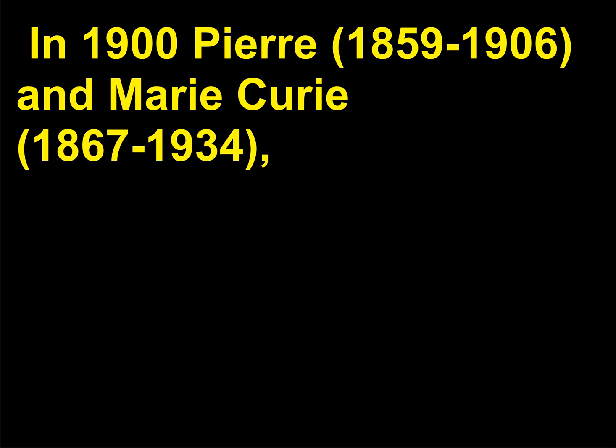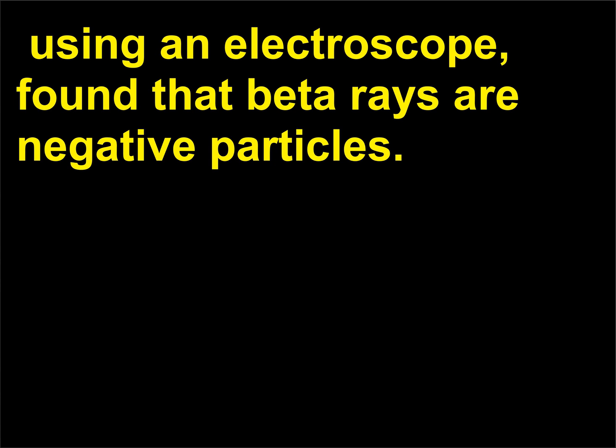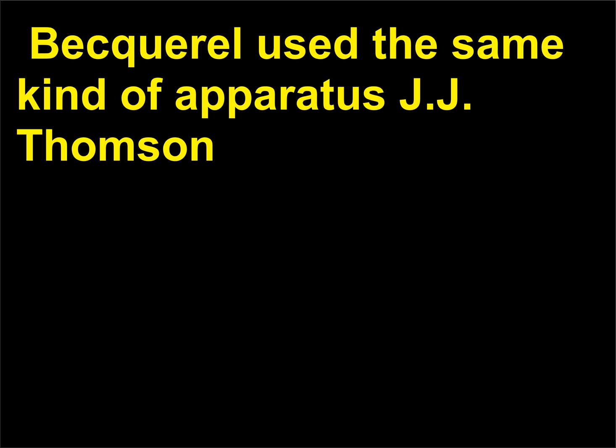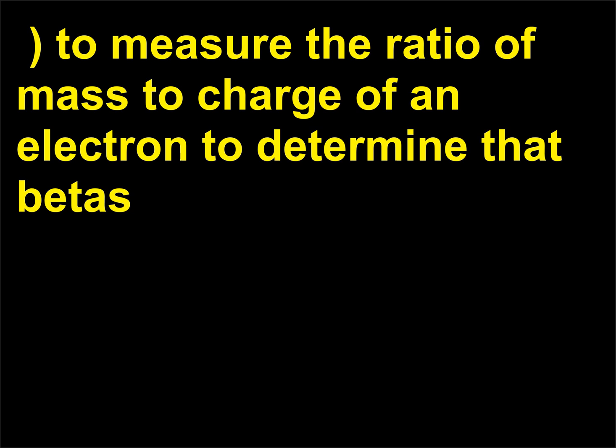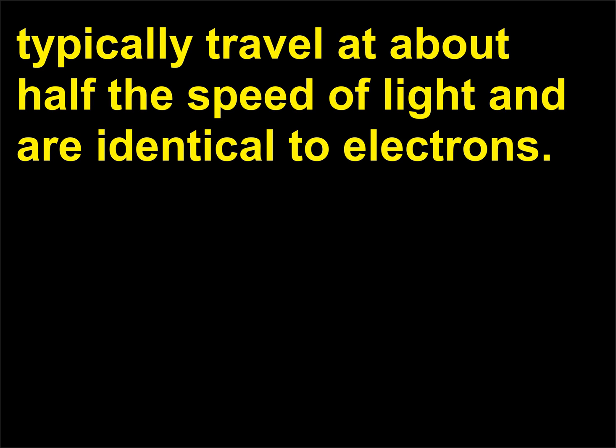In 1900 Pierre, 1859 to 1906, and Marie Curie, 1867 to 1934, using an electroscope, found that beta rays are negative particles. Becquerel used the same kind of apparatus J. J. Thomson, 1856 to 1940, had used. See the chapter What is the World Made Of? To measure the ratio of mass to charge of an electron to determine that betas typically travel at about half the speed of light and are identical to electrons.